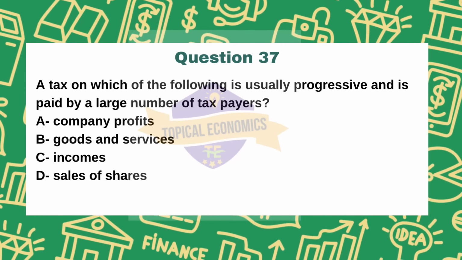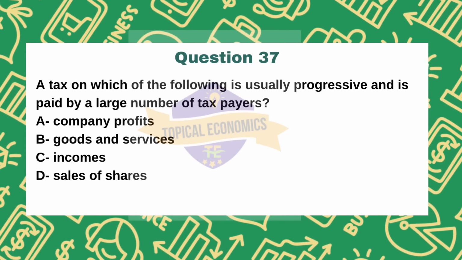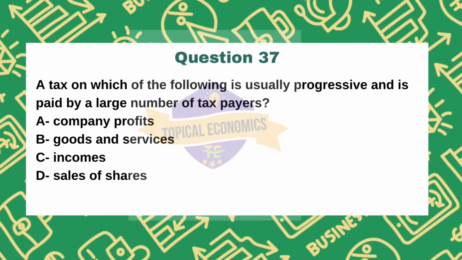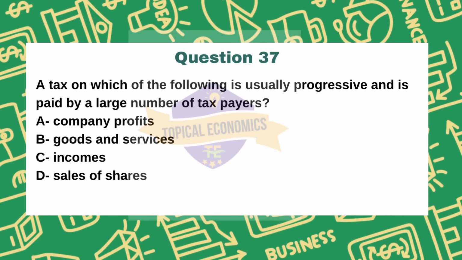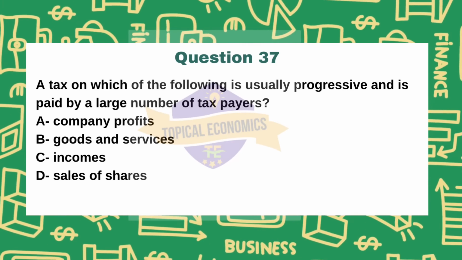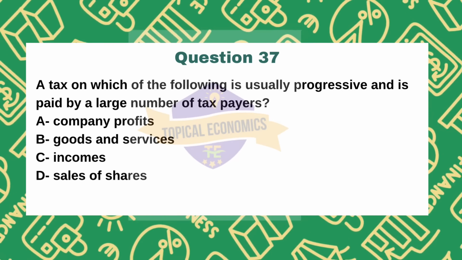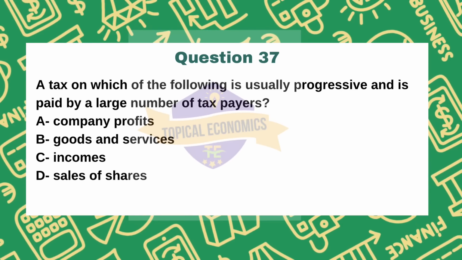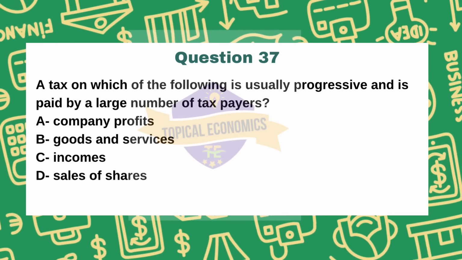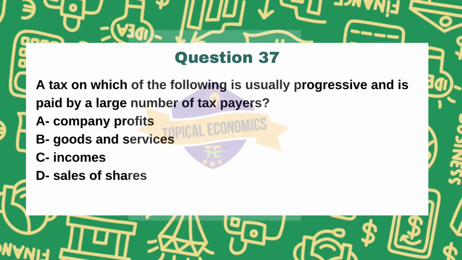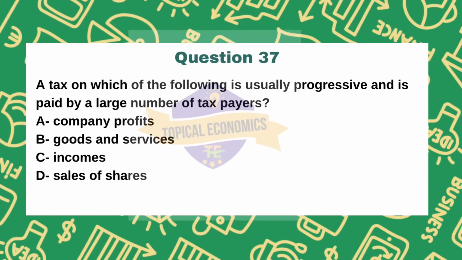Moving on to question 37. A tax on which of the following is usually progressive and is paid by a large number of tax payers? A. Company profits. B. Goods and services. C. Incomes. D. Sales of shares. The correct answer for this question is option C, incomes.